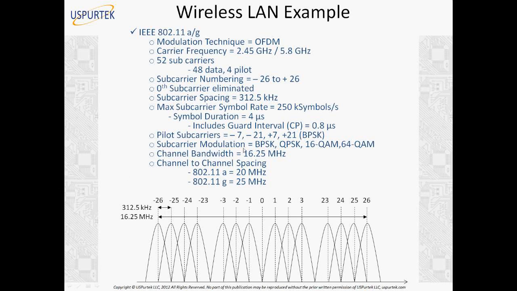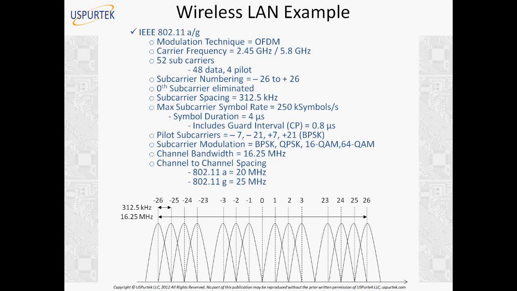Channel bandwidth is the bandwidth of the complete channel, with all the subcarriers added together. That is 16.25 megahertz. It's a wideband signal. And channel to channel spacing is 20 megahertz to 25 megahertz. Okay, so let's look at a little more about this.